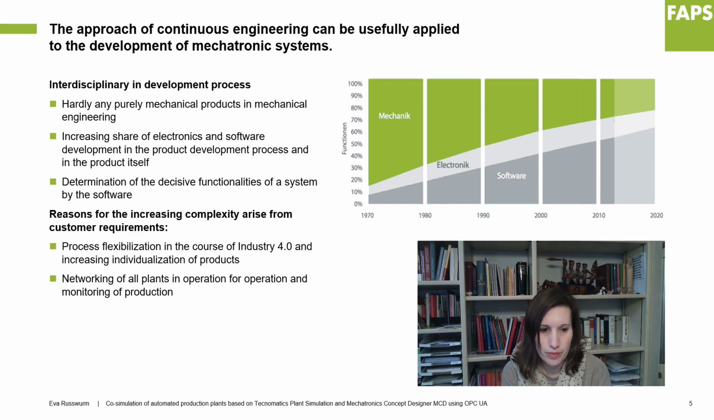Nowadays, the automation of production systems is characterized by high technical complexity and strong interdisciplinarity. So the approach of using continuous engineering is usefully applied to the development of mechatronic systems. The planning of an industrial plant requires the coordination and integration of various specialists from different disciplines such as mechanics, electrical engineering, or software. They need to follow the procedure to get the best results. In this context, automation as a link ensures the correct interaction of the different disciplines.